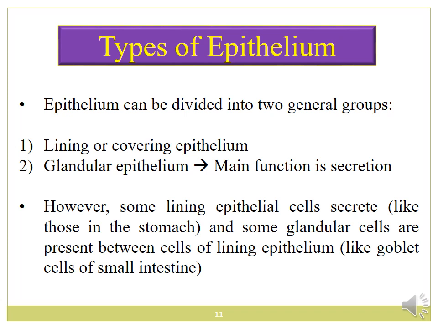Types of epithelium. Epithelium can be divided into lining or covering epithelium, which line cavities or cover organs, and glandular epithelium. Glandular epithelium, the main function is secretion. However, we must remember that some lining epithelial cells secrete, for example, some of the lining epithelium of the stomach. And some glandular cells are actually found between cells of the lining epithelium. For example, goblet cells. Goblet cells are glandular epithelium, but they are found lining the small intestine, for example.